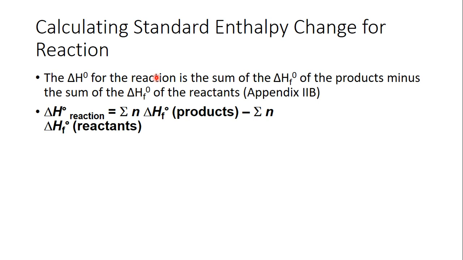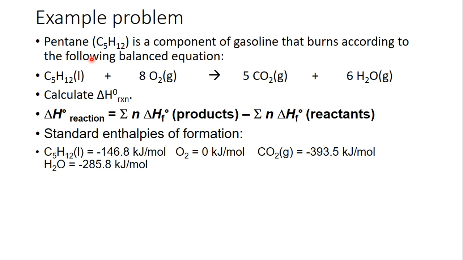And so let's do an example problem. So we have pentane, which is a component of gas that burns according to this following reaction. What is the delta H naught of this reaction? Again, here's our formula for delta H naught. Here's all your standard enthalpies of formation. So see if you can figure this out. Alright, let's take a look.